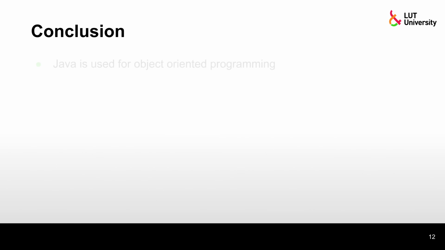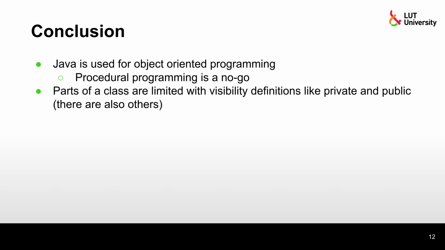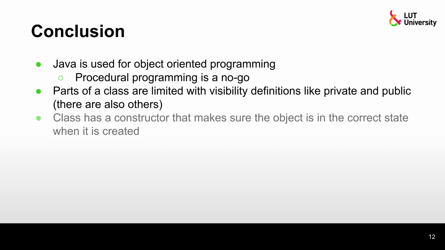So, as a conclusion, Java is used for object-oriented programming. It's very bad in procedural programming, and it should never be used for procedural programming. It's a no go on that. Parts of a class are limited with visibility definitions like private and public. We will meet the other new keywords later.